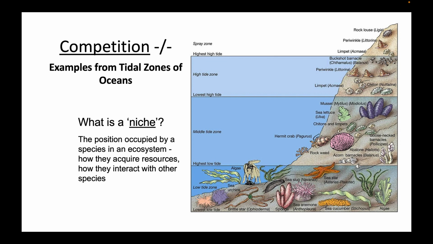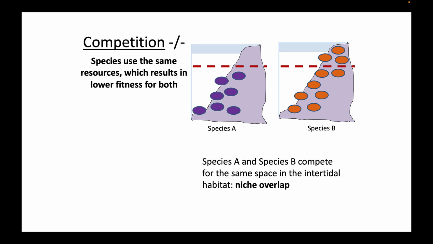So as we think about a niche, remember the niche is the position occupied within an ecosystem. It's the resources that they acquire and how they interact with other species and the habitat that they live in. And you can see that in the intertidal zone, there seems to be some niche differentiation. Now we could look at this hypothetically. If we had this situation where species A can occur below the intertidal zone and species B could occur both above and below the intertidal zone, there is some niche overlap here.